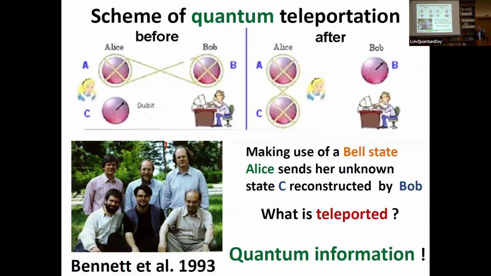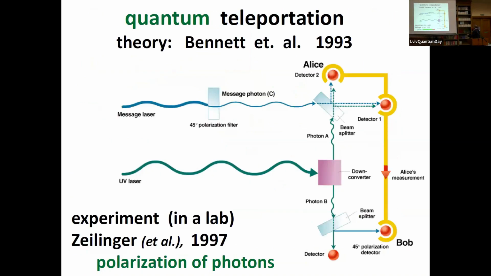So if you ask the question, what is teleported? We don't teleport an electron or a photon. We teleport quantum information, because this quantum information, which was encoded in the state of Alice, will be exactly reconstructed in the lab of Bob. So this idea from '93 was first realized in an experiment in the lab by Zeilinger, using exactly this technique of photons and nonlinear crystals.